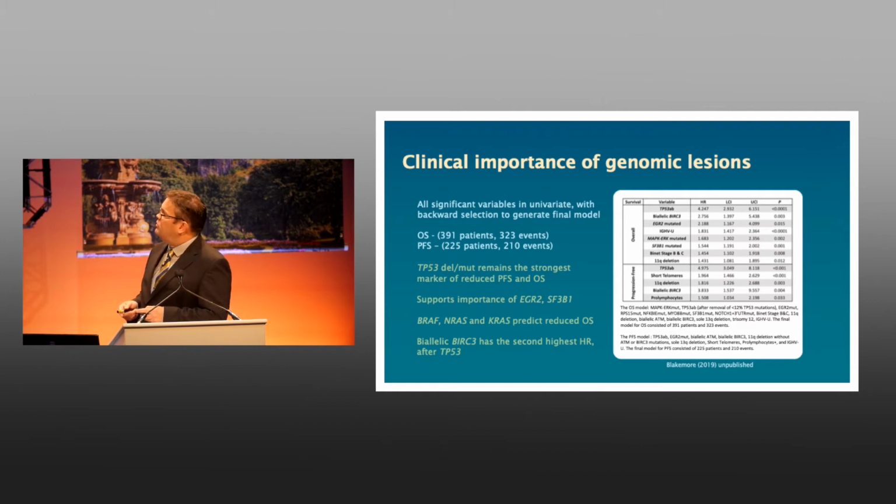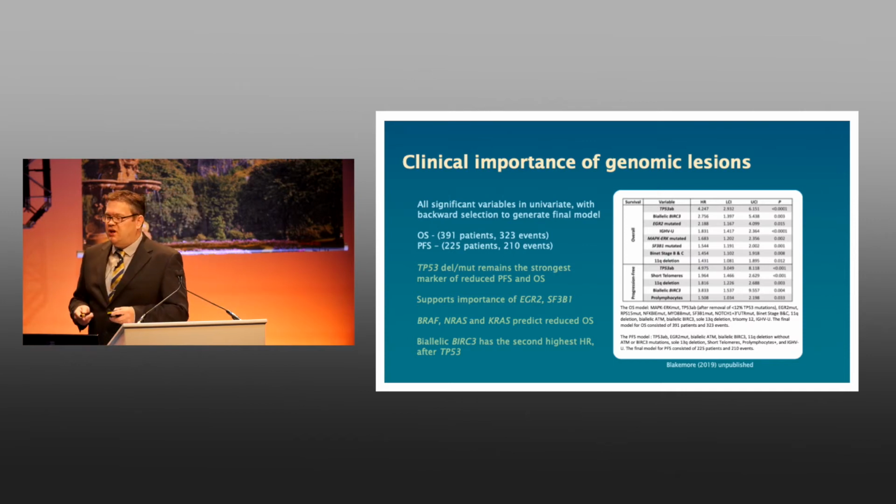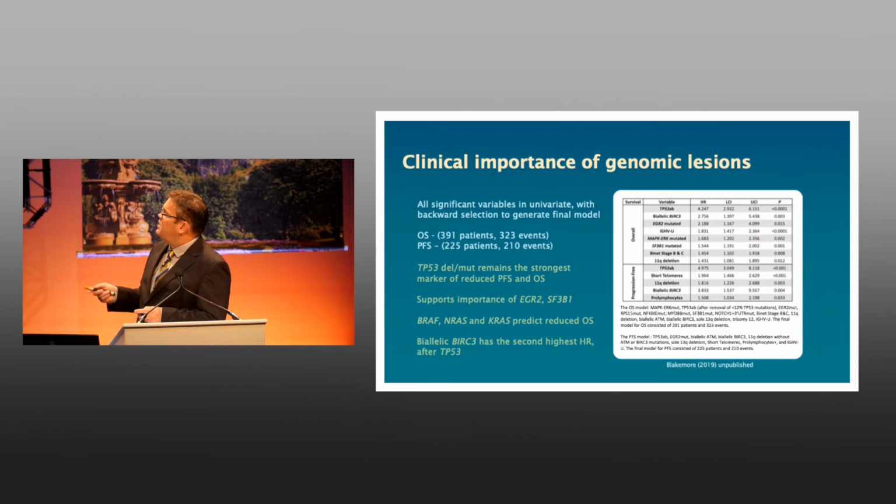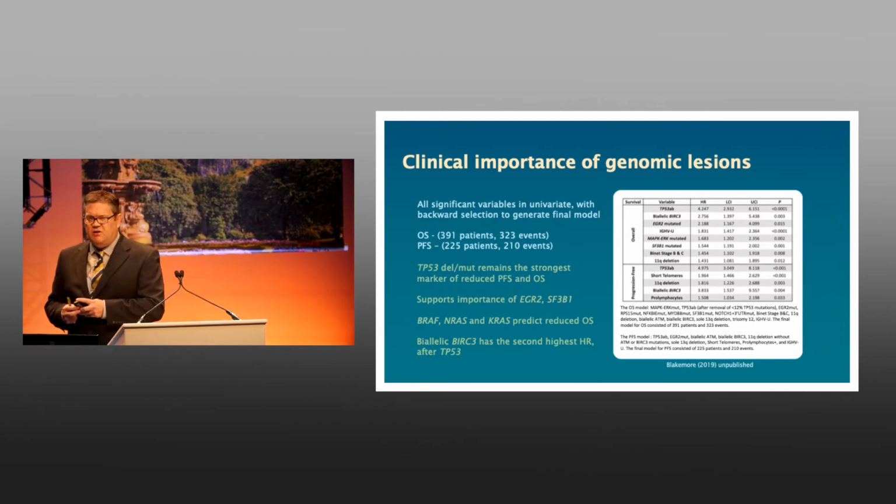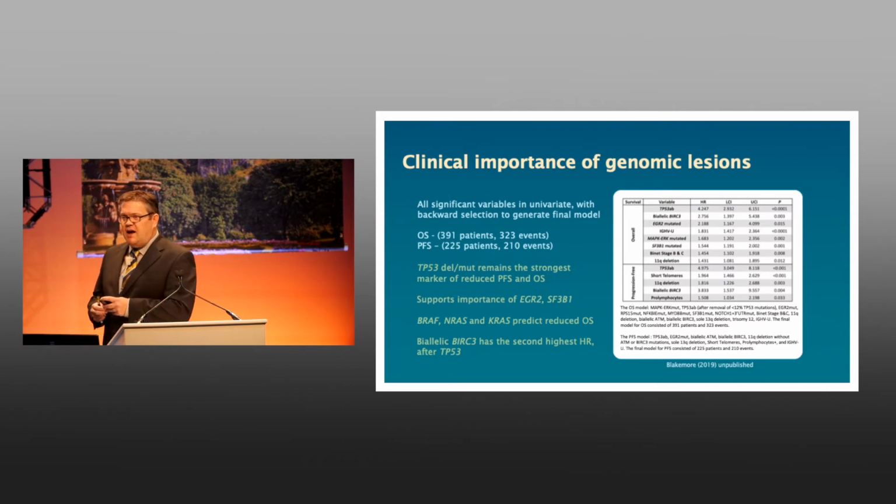We support the importance of EGR2, SF3B1, and those 3 genes downstream of the B-cell receptor involved with MAP-ERK signaling as independent markers of OS. And we show biallelic inactivation through deletion and mutation of BIRC3 as an independent predictor of both outcomes with a hazard ratio second to that seen after p53.